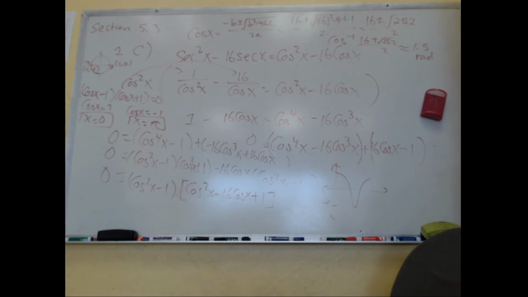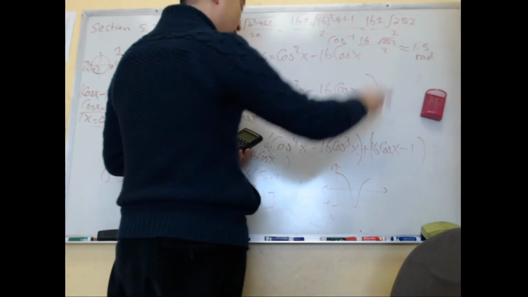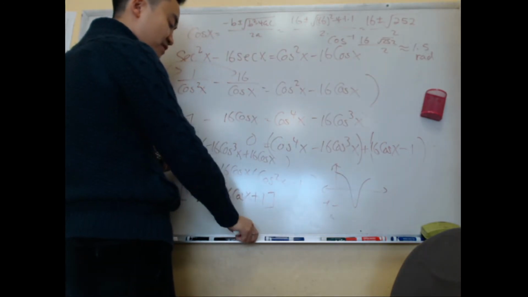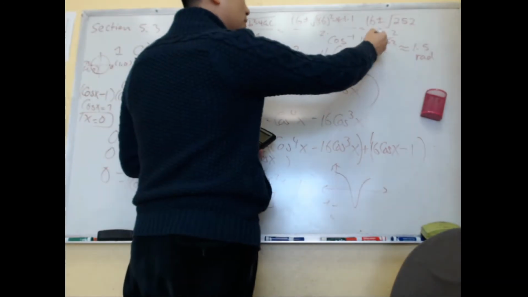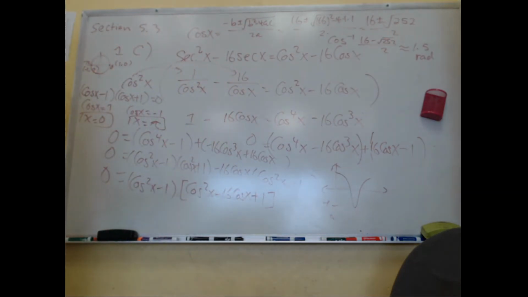Because this one, once you divide it, it's a decimal. So if that's a decimal, we can just find the inverse. It's a non-special ratio, so we use the calculator for this. If that's a special ratio, like root 3 over 2 or 1/2, we can just find the special angle.